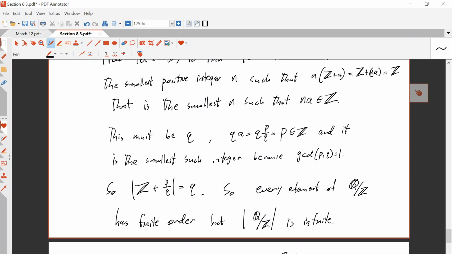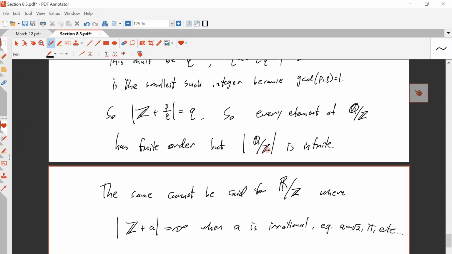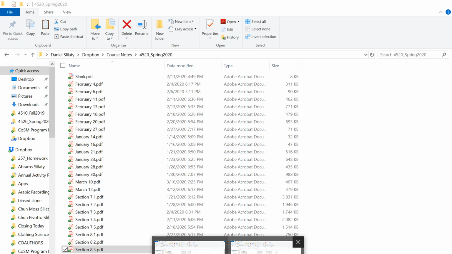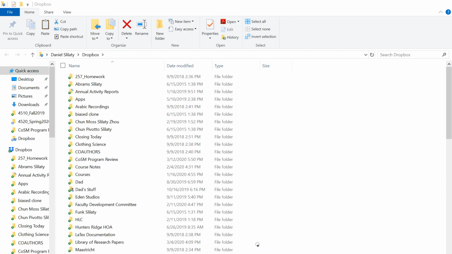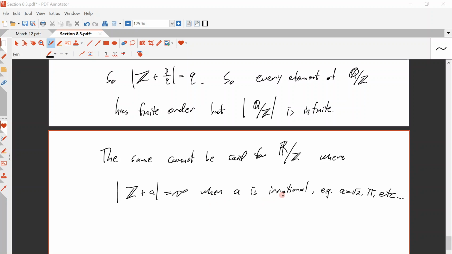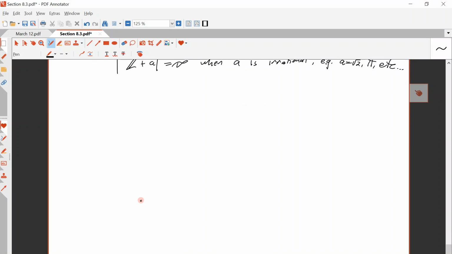So every element in Q mod Z is finite order, but Q mod Z itself is infinite. The same cannot be said for R mod Z. So, for example, Z plus a has infinite order when a is irrational, in particular square root 2, pi, etc. Okay? All right. So one more theorem, and then that'll be it for section 8.3. Then in a different video, we're going to go over some of the problems in sections 8.2 and 8.3.